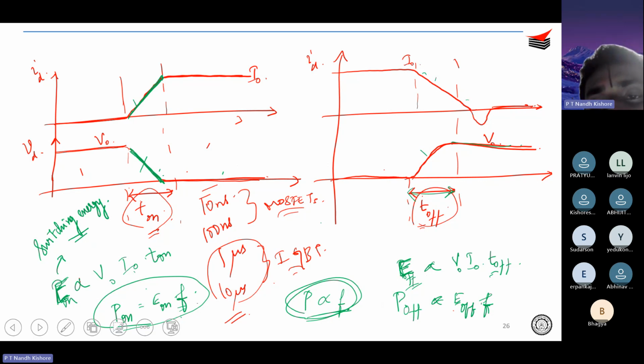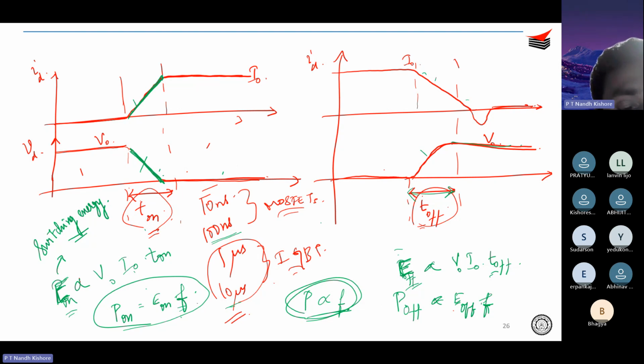Okay, got it? So just a summary of this question: every time the device turns on and turns off, there is a power loss. Ideally, it should be zero, but practically it is not zero. Why? Because practically T on and T off are not zero. They can be of the order of a few hundreds of nanoseconds to a few microseconds, depending on the device. So there is a switching energy every time the device turns on and turns off.